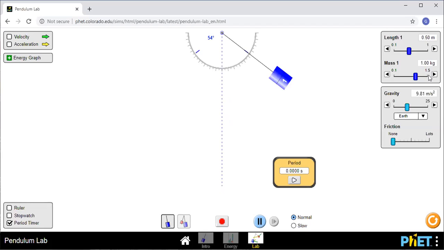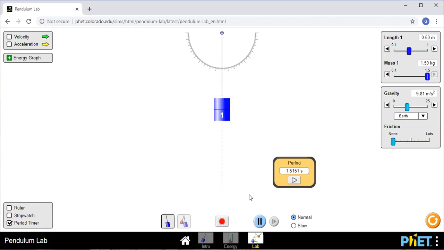Okay, we'll start a period timer and let it go. And it's going to give us a value of 1.5223. So 1.523. Okay, so let's go to 60 again. This time we got 1.511. All right. Okay, so now we're going to change our mass to 1.5 kilograms or 1,500 grams.